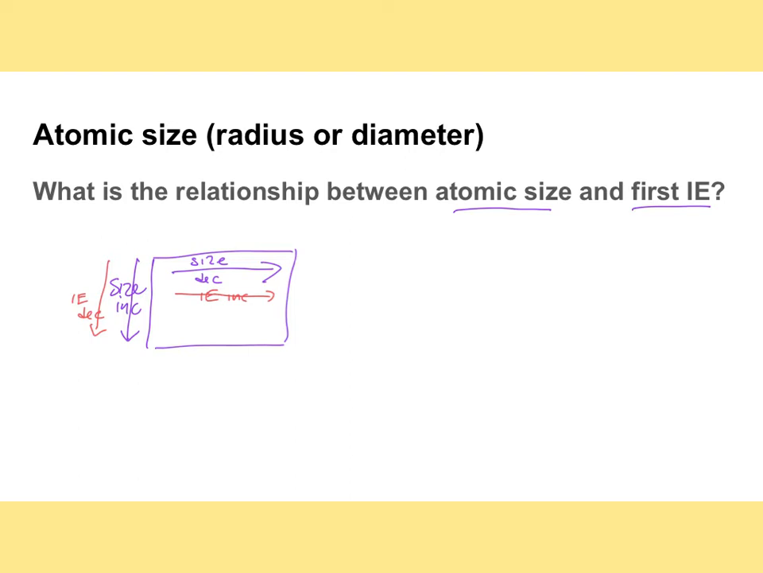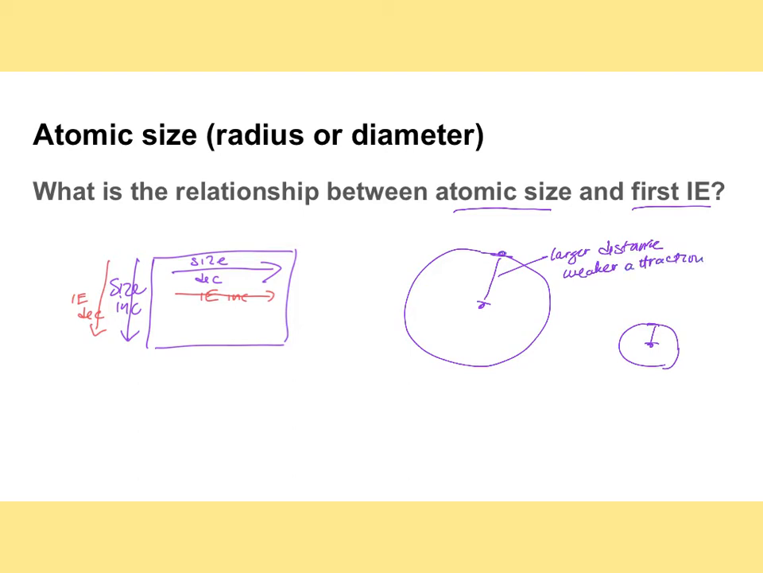And I hope you can feel that that makes sense, because if I have an atom that's fairly large and another atom that's fairly small, the distance between the electrons and the nucleus is much greater. So I have a larger distance, and because of the larger distance, a weaker attraction between the electron and the proton. And so that means it is easier to remove, resulting in a lower ionization energy.